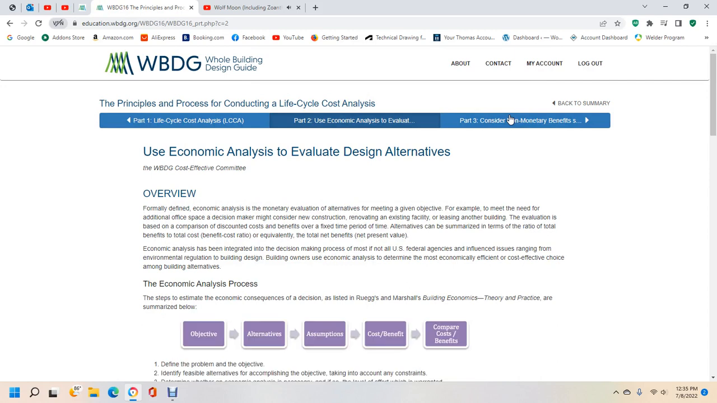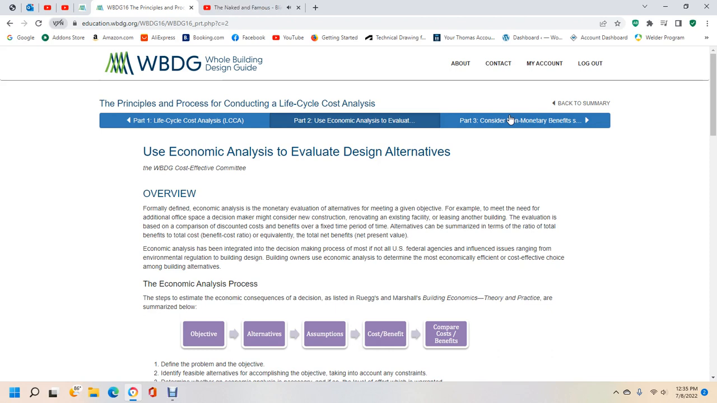Use economic evaluation to evaluate design alternatives. Overview: formally define economic analysis as a monetary evaluation of alternatives to meet a given objective. For example, the need for additional office space for a decision maker. Consider new construction, renovation of an existing facility, or leasing another building. The base for comparison is the discounted costs and benefits over a fixed time period.